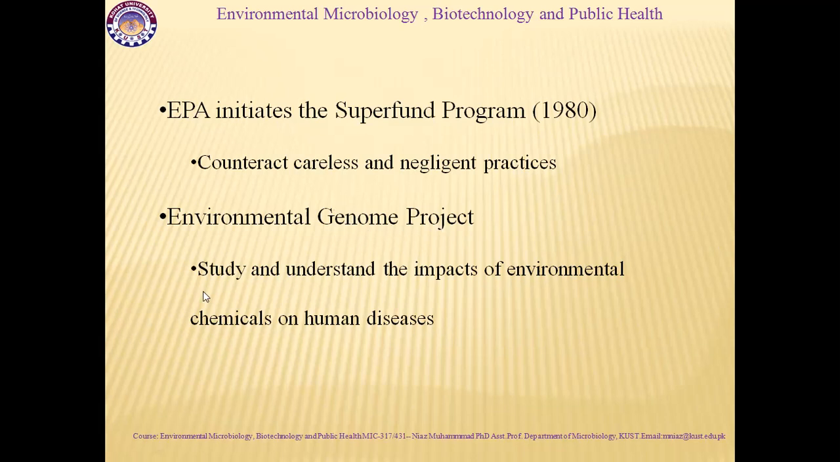The Environmental Genome Project studies and seeks to understand the impacts of environmental chemicals on human disease. In this project, they are analyzing which types of chemical concentrations, and different types of chemicals produced due to human activities on this globe, have impacted our environment, and that environment simultaneously influences populations, especially microbial populations, animals, and plants. They are looking at the impact on the population and living organisms.